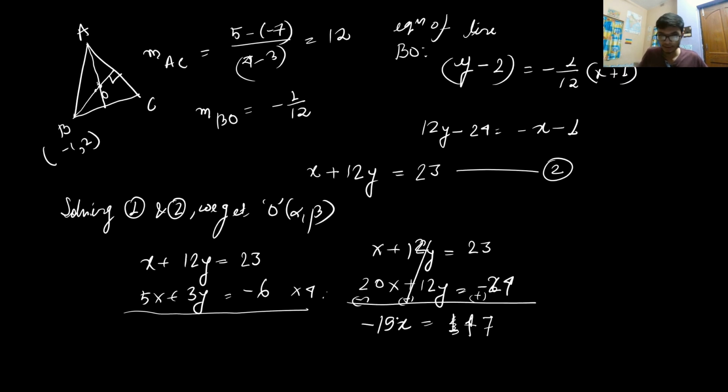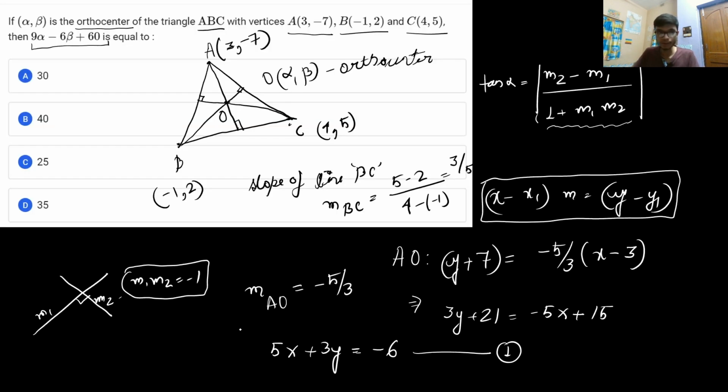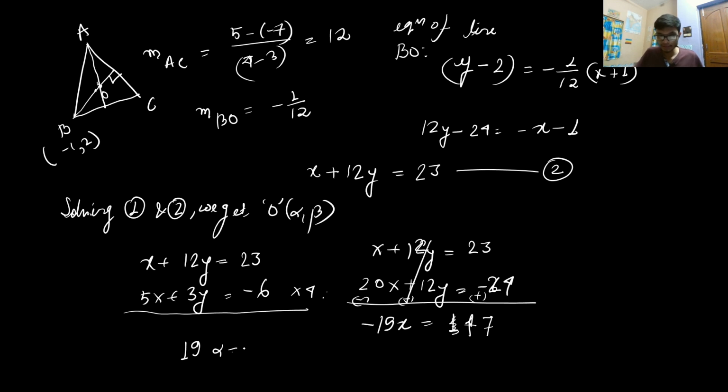So solving for x, that is x is equal to alpha, I get 19 alpha is equal to minus 47. Okay, so now let me check whether I have made any mistake or not. Let me check. What was the first equation? The slope of the line AC was equal to 12, and the slope of the line BO. So yeah, it is perfectly correct.